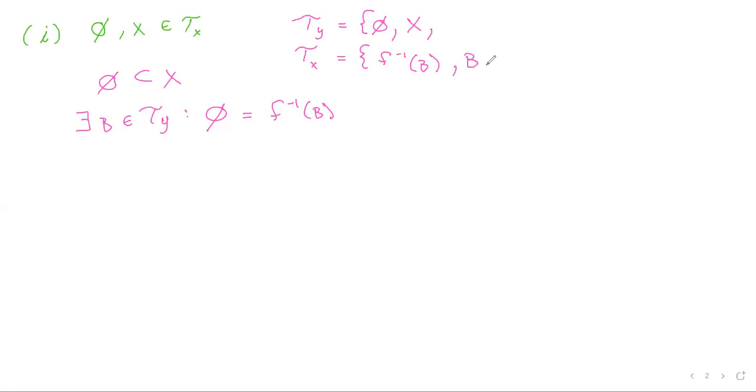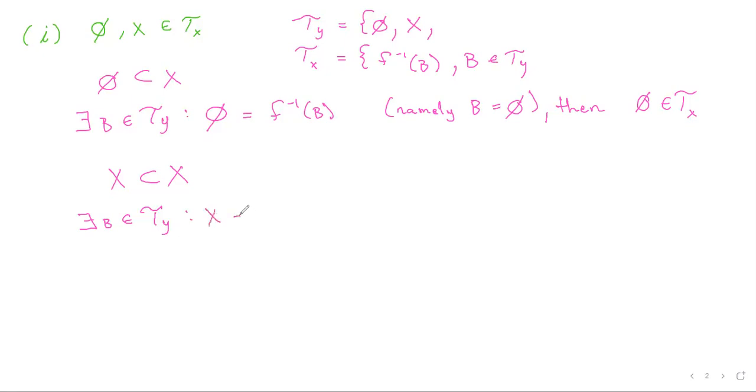where B exists in topology Y. So for this problem, B equaling the empty set would give us the empty set, so it will land in topology X. So then the empty set exists in topology X. And now for the universe, it's a subset of X, and Y exists in topology Y. So there exists a B in topology Y such that X is the inverse image of B.